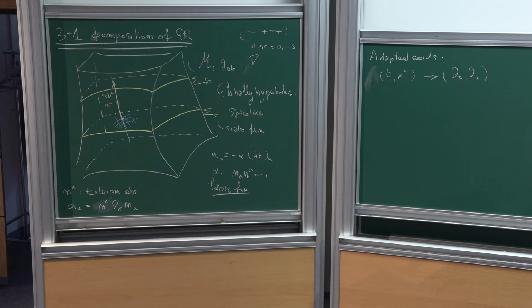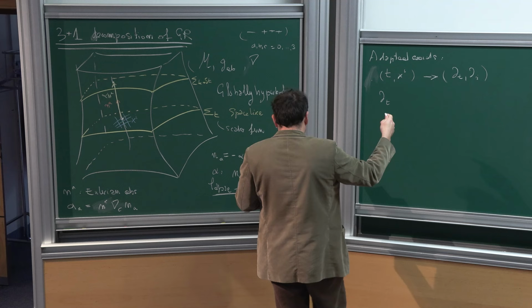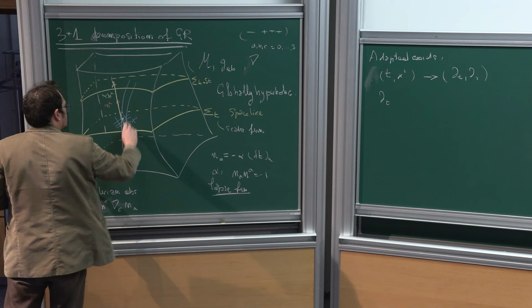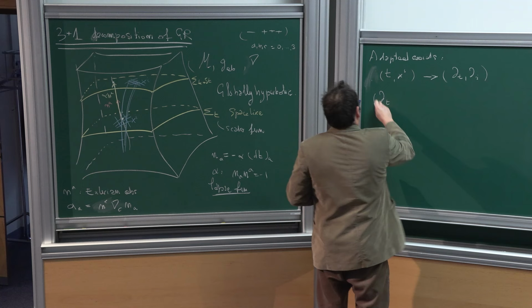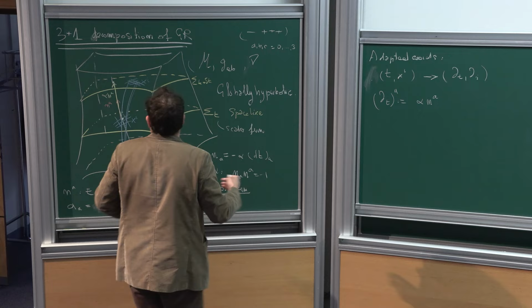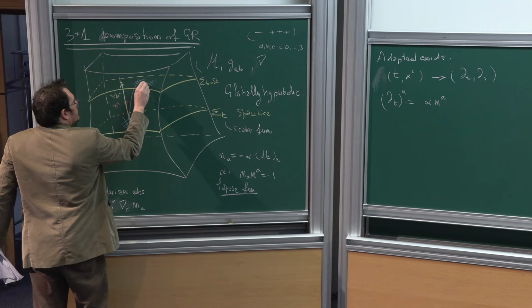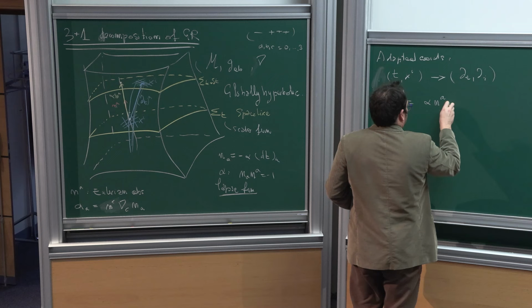And in this basis, one can show, if you have this basis, that the dt vector is the vector that is tangent to the lines of constant spatial coordinate. So it's a vector that is somewhere here. And this vector is in general given by the n vector, but it can have, in general, a component that is space-like. So this would be the dt vector.